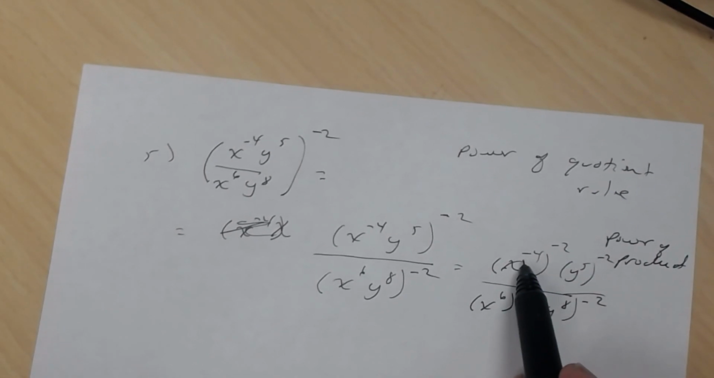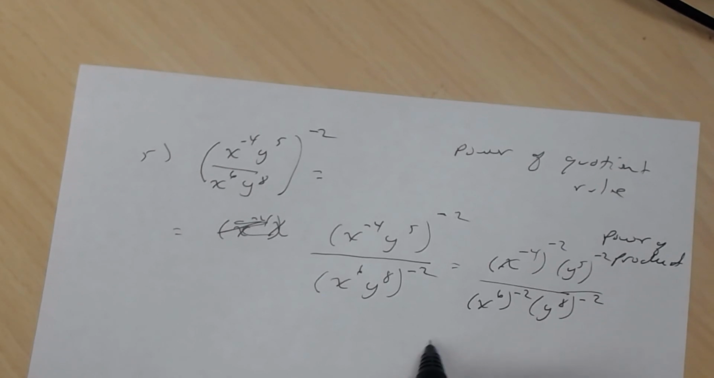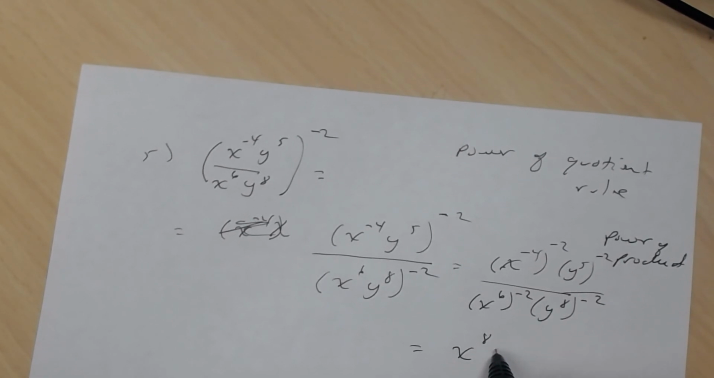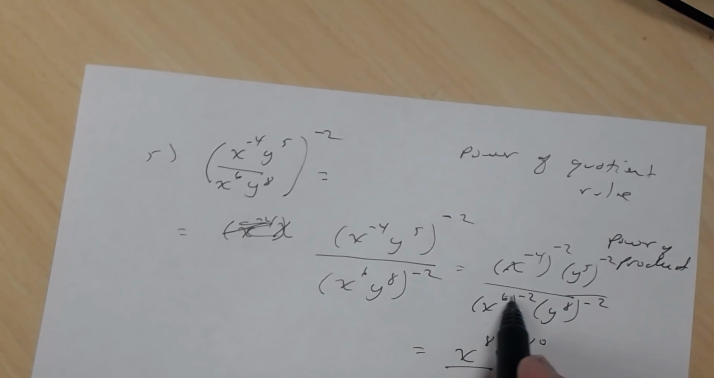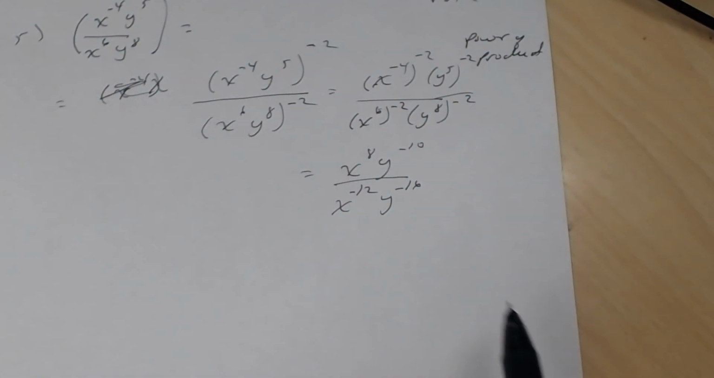And so now you use the power rule. Power raised to power, you multiply exponents. So negative 4 times negative 2 is 8, so I get x to the 8th. y to the 5 times negative 2 is negative 10. 6 times negative 2 is negative 12, so x to the negative 12. And then 8 times negative 2 is negative 16, so y to the negative 16. All right, so that's where I'm at.